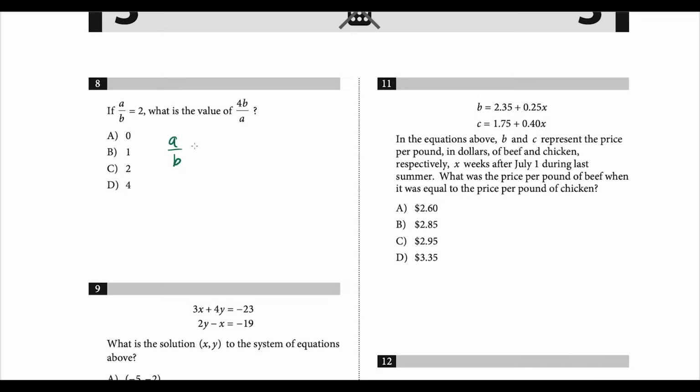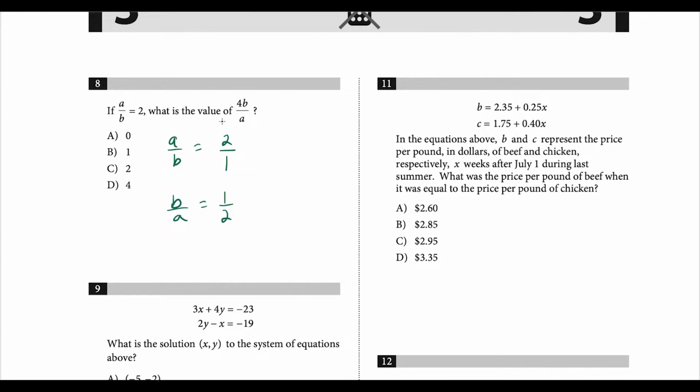Question 8 is more algebra. We have a over b equals 2, and we want to find the value of 4b over a. Right away, I want to call the right side 2 over 1, and there's a move in algebra that when you have one fraction equals another fraction, you can flip both sides, and the resulting statement is still true. So b over a has to equal a half.